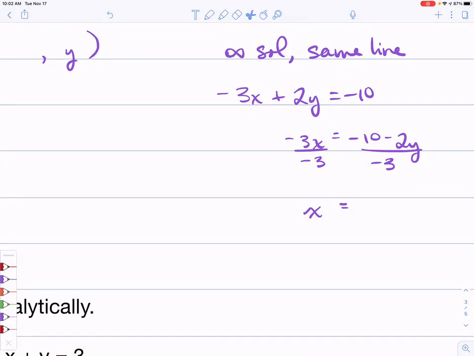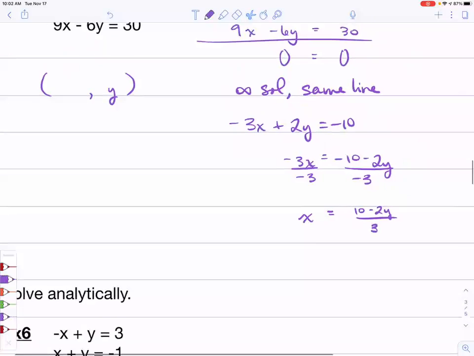If you reduce this fraction, neg over neg is pos, and if you reduce this fraction, neg over neg is pos. Okay, so that's the easiest way to say it. So we'll have a 10 minus a 2y divided by 3, and that's actually what my lab requires you to type in for the x value.